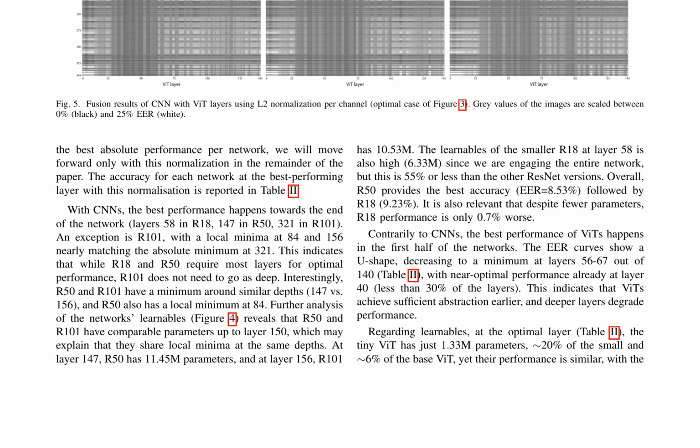an EER of 9.23%. In contrast, the best performance of vision transformers occurs in the first half of the network, with an EER curve displaying a U-shape that decreases to a minimum at layers 56 to 67 out of 140. This suggests that ViTs achieve sufficient abstraction earlier in the network, and deeper layers may degrade performance. The learnable parameters of the networks are also discussed, with the tiny ViT model having only 1.33 m parameters yet achieving performance similar to the small and base ViT models. This indicates that the depth of the network does not necessarily correlate with better performance in this fusion task.